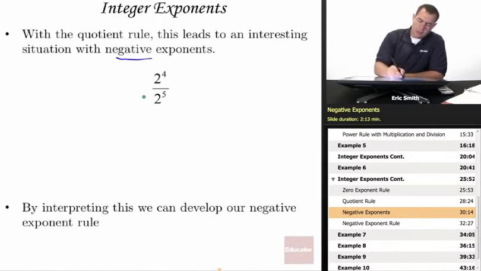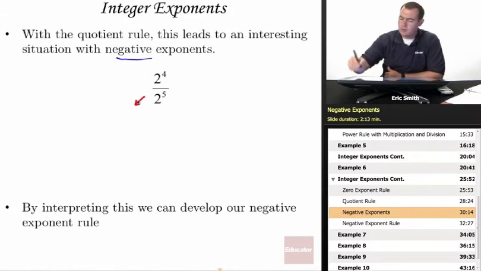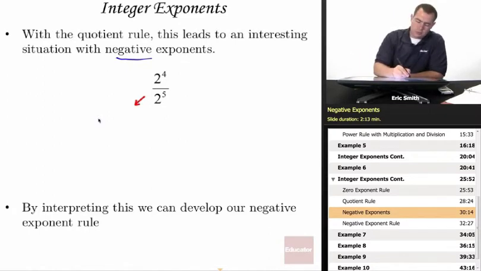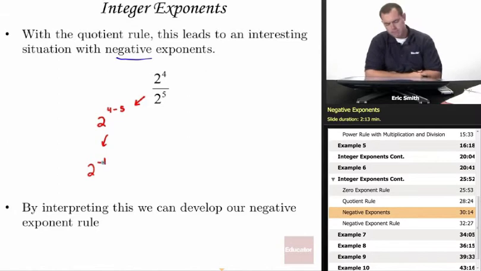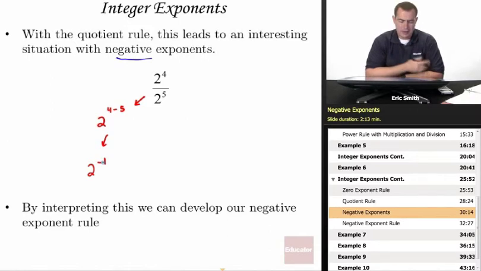And the first way I'm going to handle this is I'm going to use my rule for the quotient rule. So this would be 2 to the 4 minus 5. Now if you take 4 minus 5, you get 2 to the negative 1. Now I can see that that's what the quotient rule tells me to do, but what exactly does that mean to have 2 to the negative 1 power?